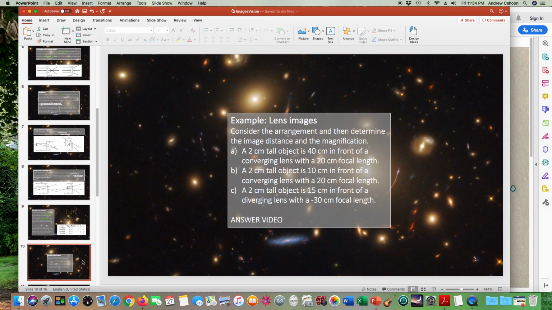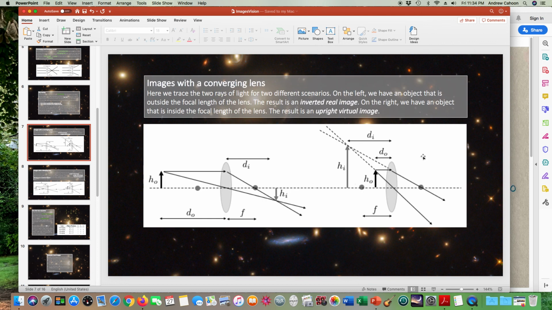Okay, second question. 2 centimeter tall object again. It's 10 centimeters in front of a converging lens with 20 centimeter focal length. So here we have this scenario where the object is actually within the focal length. So it's in here. It's closer to the lens. And in that case, when we trace out the beams, this ray leaves the tip straight in and then heads through the focal point. This one straight through the center.